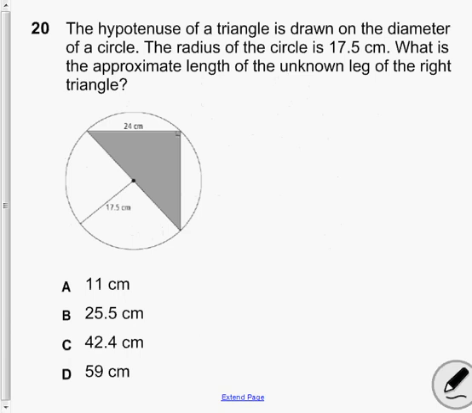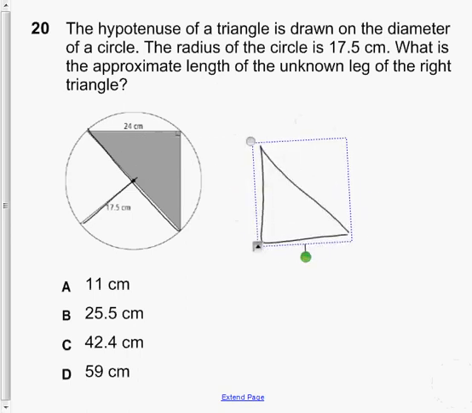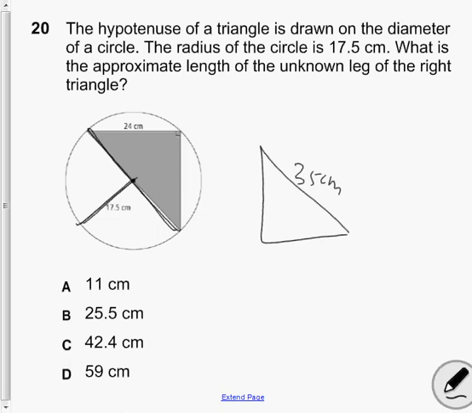The hypotenuse of a right triangle is drawn from the diameter of a circle. Okay, so there it is there. As the hypotenuse is the diameter of a circle. There it is right there. The radius of the circle is 17.5 centimeters. What is the approximate length of the unknown leg? So if I take this triangle and move it out here and rotate it, the hypotenuse is double the radius, which would make it 35 centimeters, because the radius here is 17.5, so this would be double that. So doubling 17.5 is 35. This leg here is 24, which means this is the unknown leg.